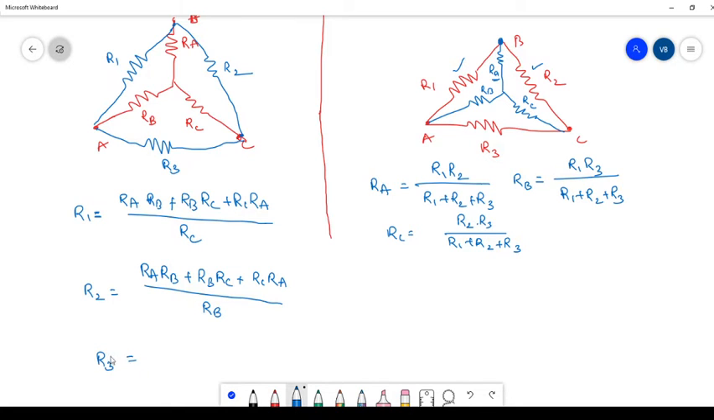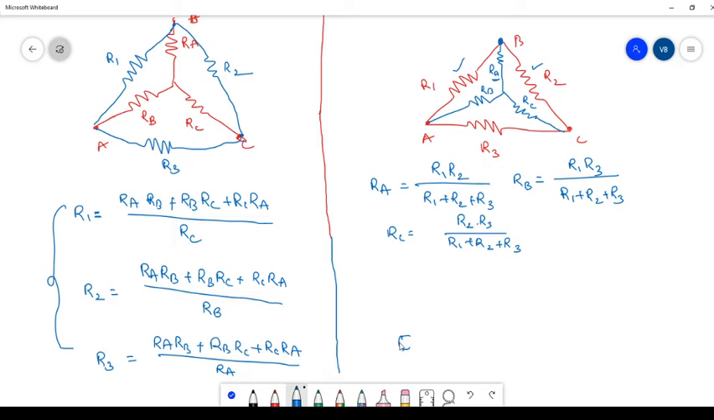Next, the R3 value. The R3 numerator is the same, that is RaRb plus RbRc plus RcRa, divided by Ra. While calculating R3, Rb and Rc are included and Ra is excluded, so that Ra value we are going to write. Okay, so this is about star to delta transformation, and here delta to star conversion. This will be useful in network theorems as well as in order to calculate the equivalent resistance values. We are going to use these two network principles for equivalent resistance values.